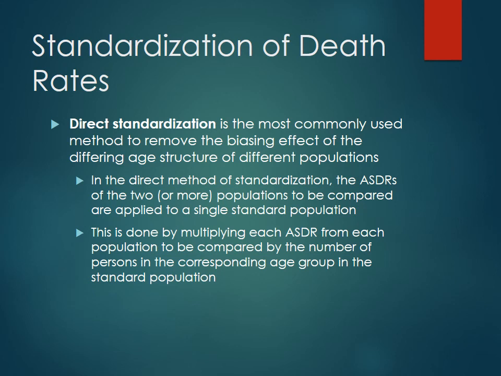So we can do direct standardization. This is the most commonly used method to remove the biasing effect of differing age structures in different populations. In the direct method of standardization, you take the age-specific death rates of the 2 or more populations to be compared, and they're applied to a single standard population. So basically you're saying, if I take these same death rates and apply them to a standard population, how do they show up relative to one another? This is done by multiplying each ASDR, or age-specific death rate, from each population being compared by the number of persons in the corresponding age group in the standard population. I'll show you a slide on what that looks like in just a minute.